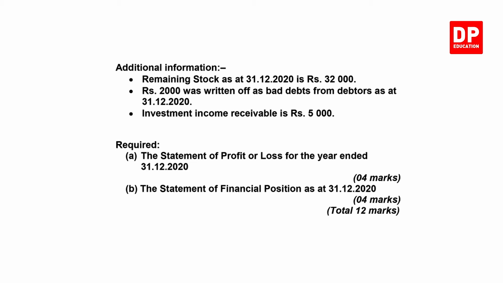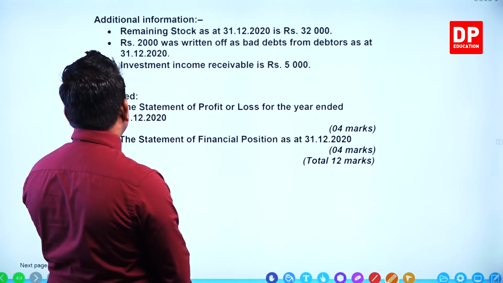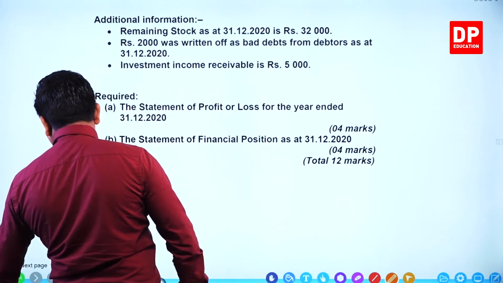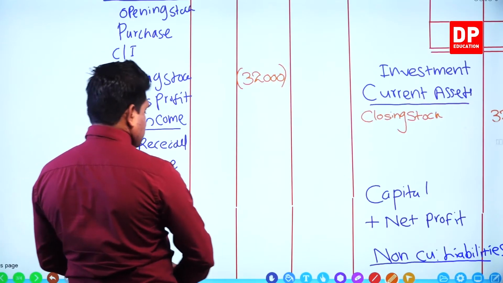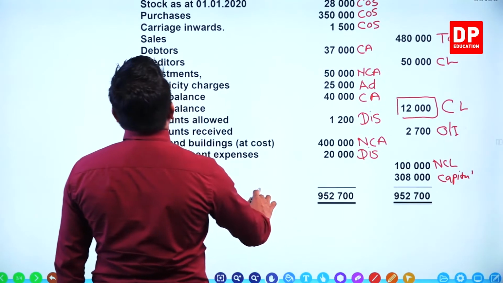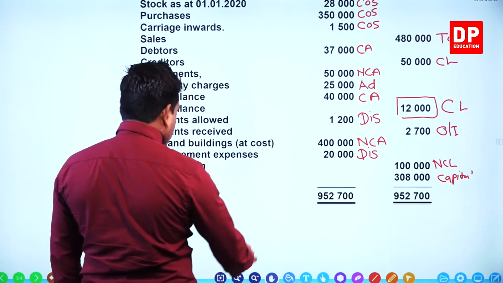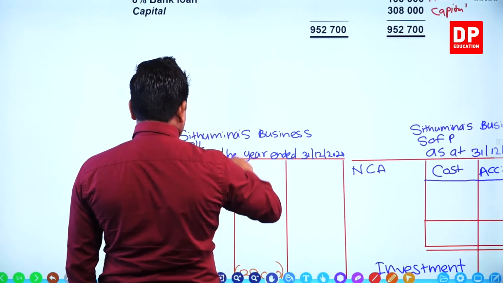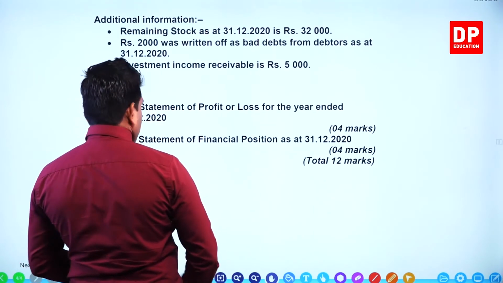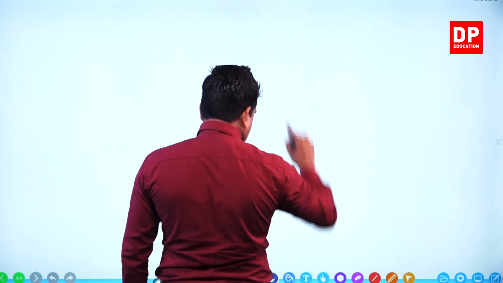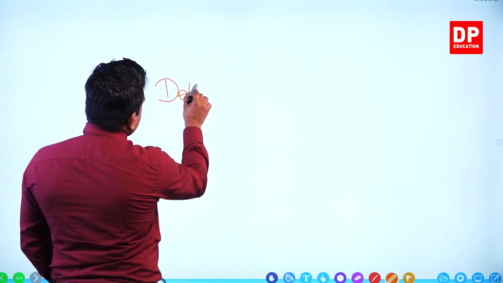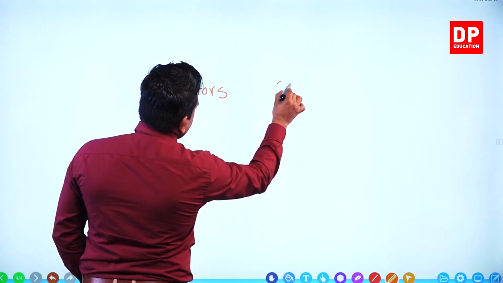2,000 rupees was written off as bad debts from debtors as at 31st December 2020. Remember, first of all, you should know how much the debtor value in the question is. See how much? Debtors 37,000. Right? You can write down these debtors 37,000.